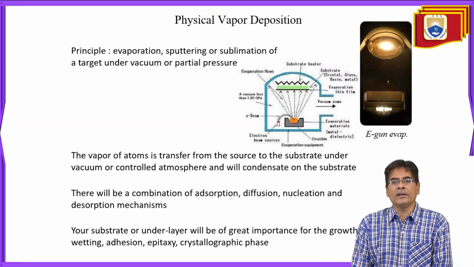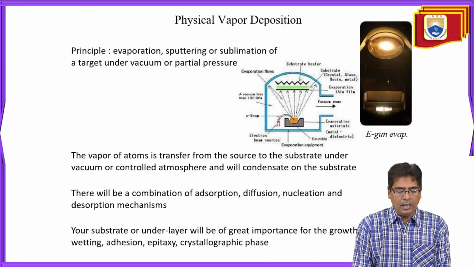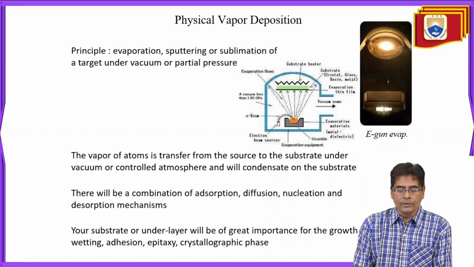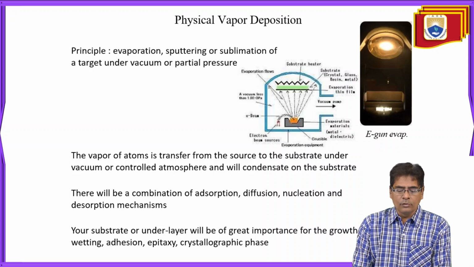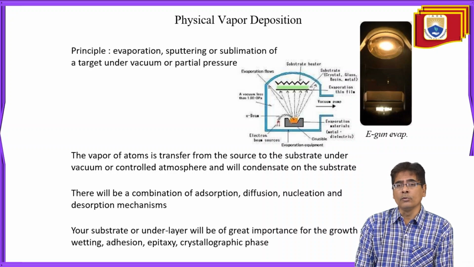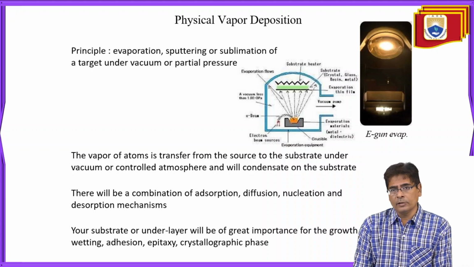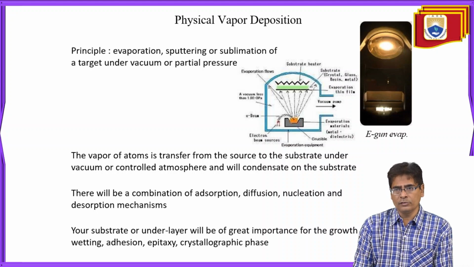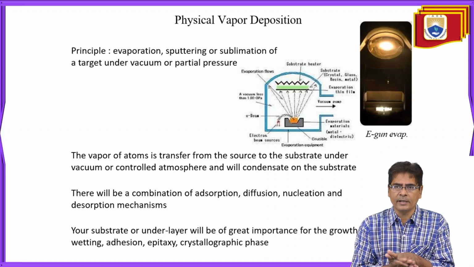There will be a combination of adsorption, diffusion, nucleation, deposition and desorption mechanisms. So our substrate or underlayer will be of great importance for the growth. What type of substrate we are going to use plays an important role for the growth of thin film, right? Because of adhesive forces, it has to stick onto that particular substrate.